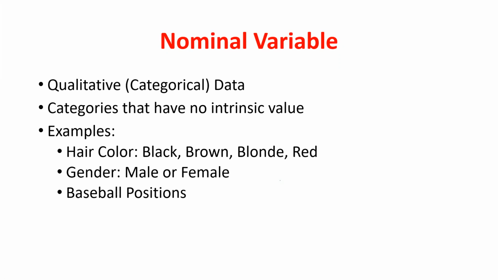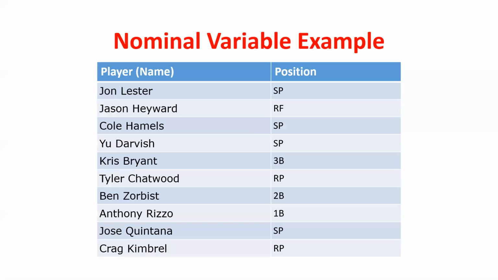So these don't have a lot of power, right? They tell us something about the observations, but they don't really allow us to calculate many statistics. So we'll go back to the old data set. We had these two nominal variables, position and player name.